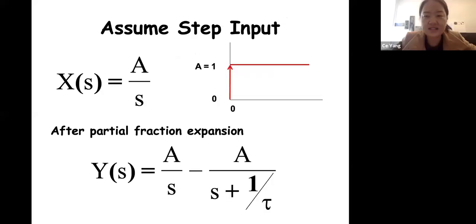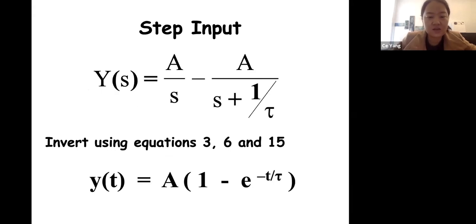And assume we have a step change input, which is X(s) equals A over s. You can find this from the Laplace transform table. The step change has the expression A over s. After partial fraction expansion, we get Y(s) equals A over s minus A over s plus 1 over tau. Then we can invert using equation 3.6.15 to get our final result.